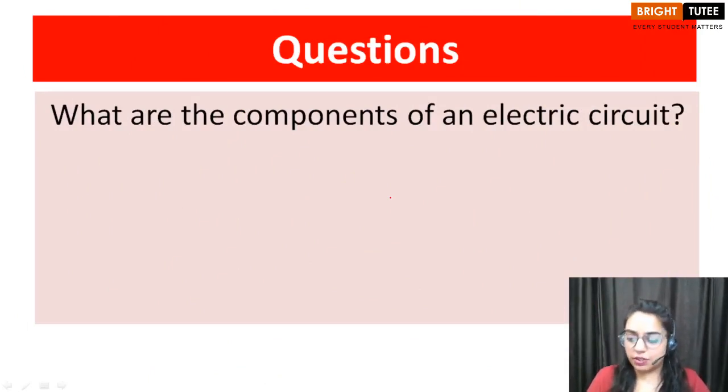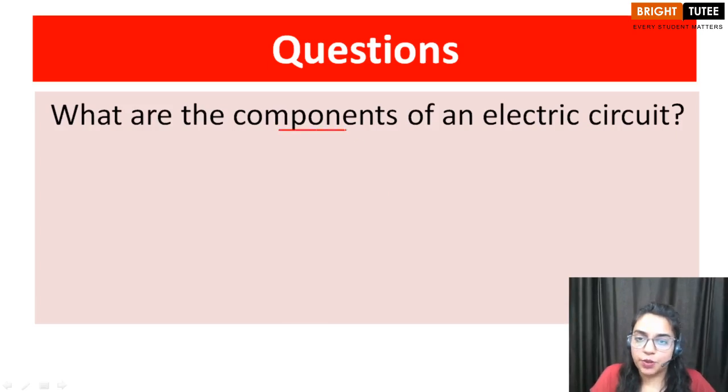In this session, children, we are going to discuss a few questions and answers from the topics that we have covered so far. So the first question is, what are the components of an electric circuit? What are the components that we use to make the electric circuit? Okay, so we are going to discuss it.